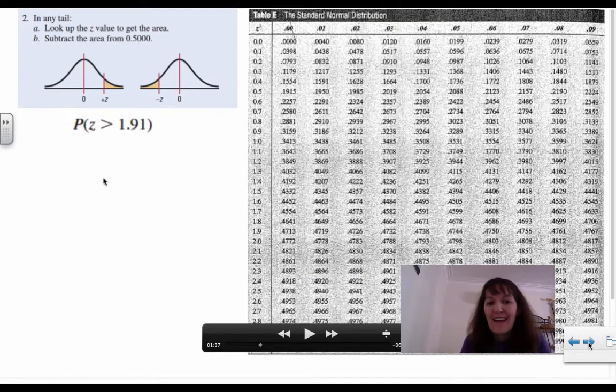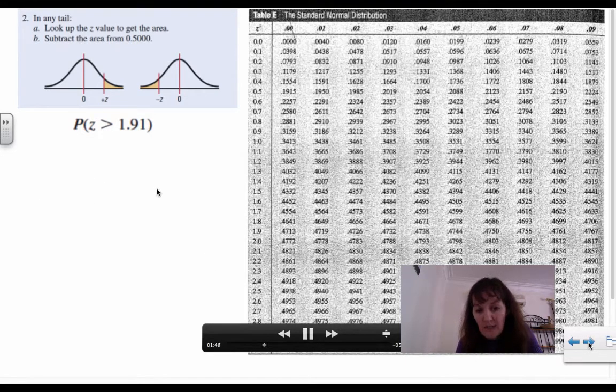Number 2. If you look, it's saying I want to find the probability that something's bigger than a z value or smaller than a negative z value. Keep in mind that both of these are the same thing. So if my probability says z is greater than 1.91, meaning what's the probability that a value is more than 1.91 standard deviations away from the mean, and just the positive value, I have to look up the z-score. Again, all of this is going to involve the table. Well, I draw my picture first. Always draw your picture.